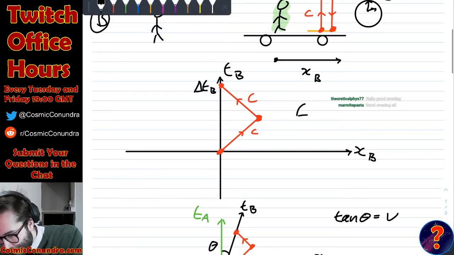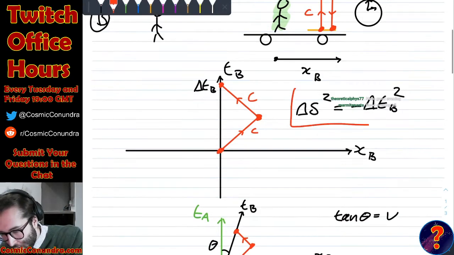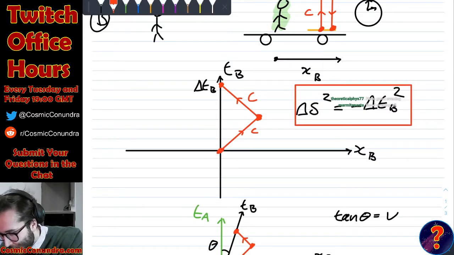So for this person, the space-time interval is just given by minus delta TB squared. So that is one important equation. That is the space-time interval as measured by person B.